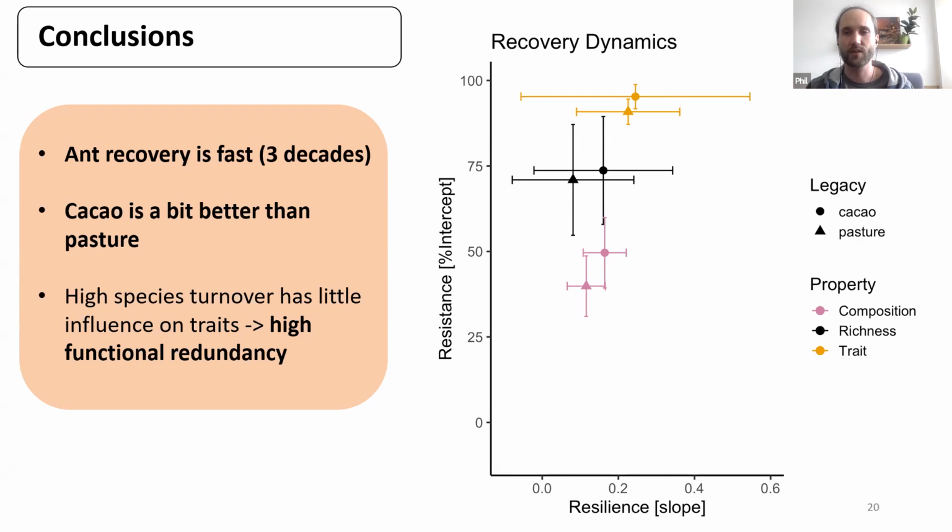We saw that there is a lot of species turnover going on during the recovery, but surprisingly, it has relatively little effect on the overall traits. So we see a high functional redundancy of ants in this particular environment. It doesn't mean that this is everywhere like that. And you also have to consider that since all my plots are really close to the forest themselves, this of course reduces any effects that could be through habitat isolation and so on.